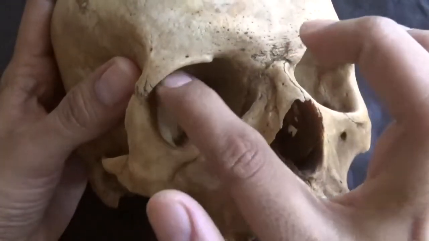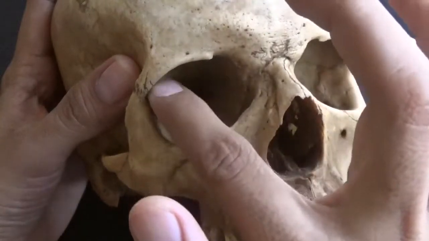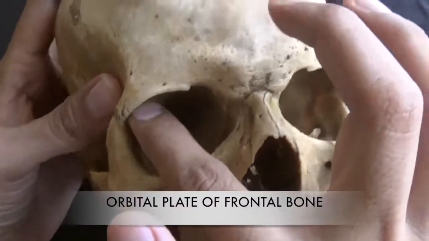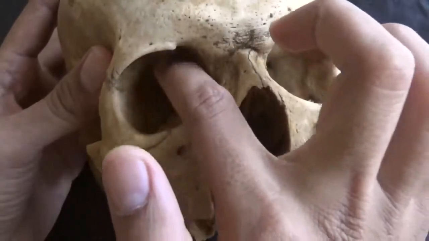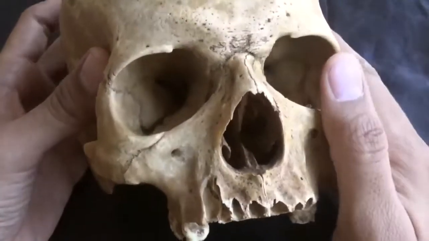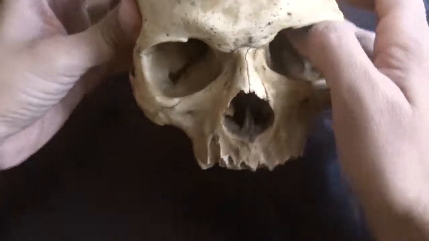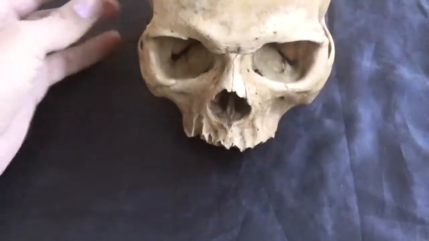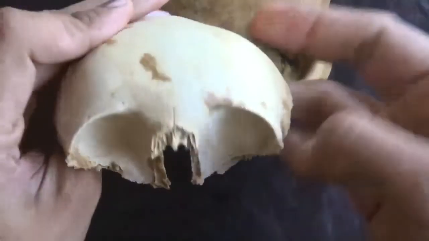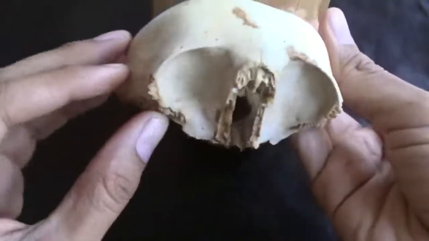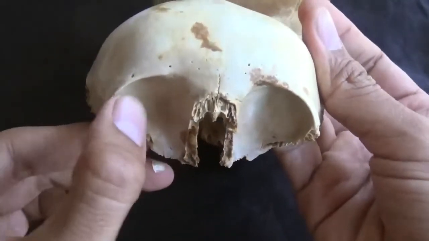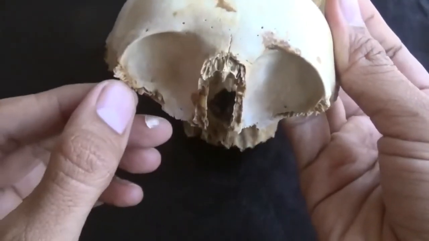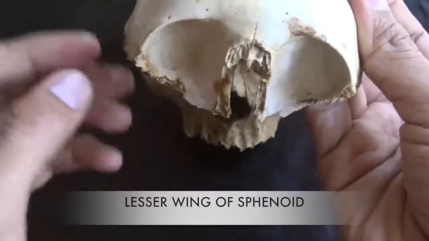The first is the roof. The roof is formed by orbital plate of the frontal bone. Now this is frontal bone and this is its orbital plate. So the major portion of the roof is contributed by it. Let me show you the frontal bone separately. This is the frontal bone and this is the orbital plate of the frontal bone that contributes major portion of the roof. Okay. Posteriorly the roof is completed by lesser wing of the sphenoid.